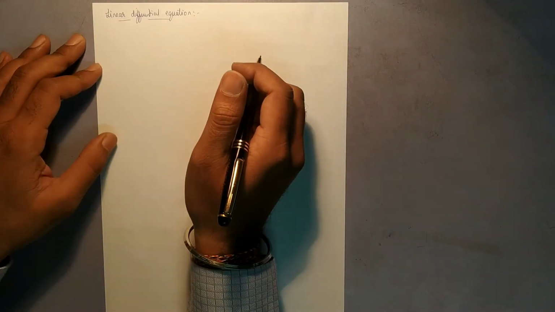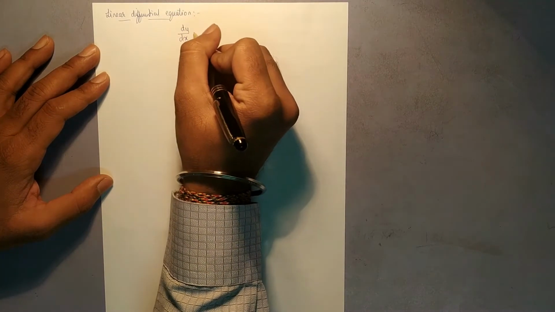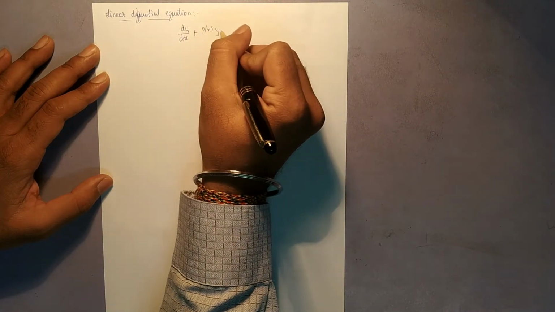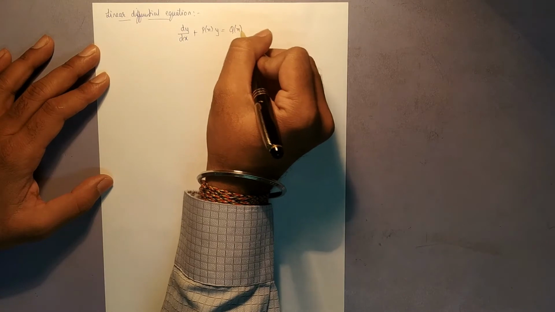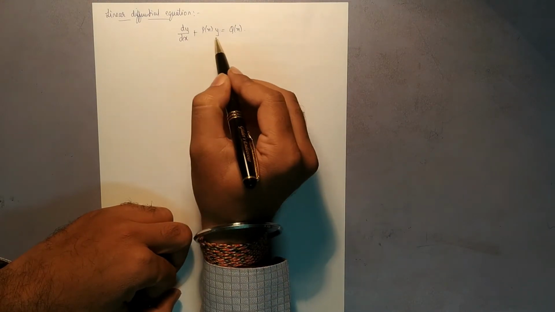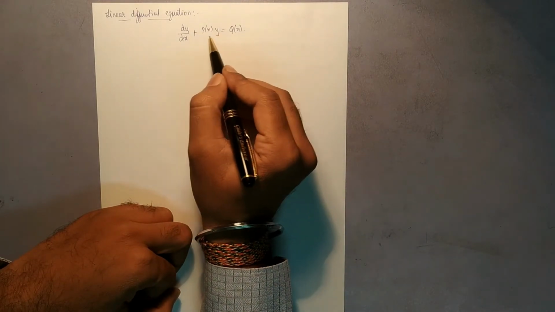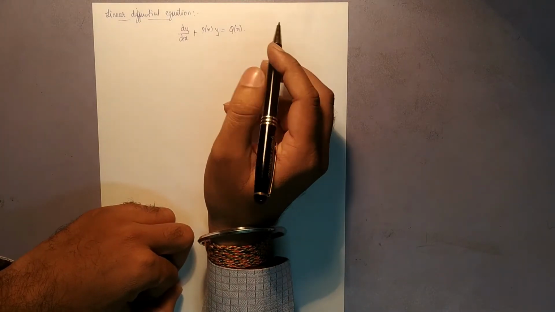In this video, we are going to study what is a linear differential equation of first order and how to solve a linear differential equation. So, a linear differential equation of first order is an equation of the form dy by dx plus p of x y is equal to q of x. A differential equation is said to be linear if there is no product term of y and its derivative. So here we can see that this is a linear differential equation.